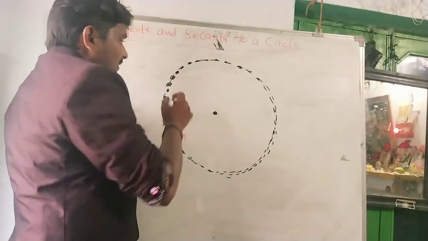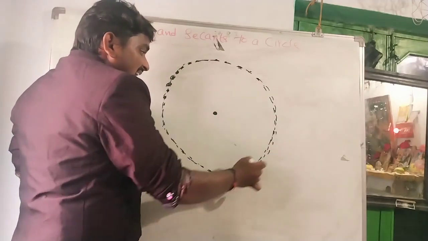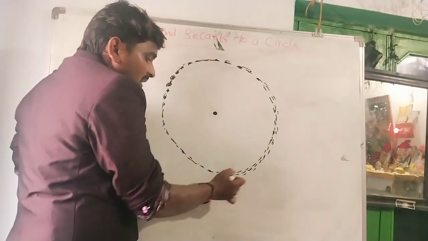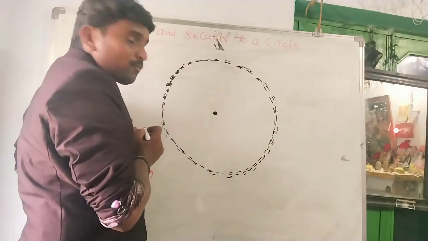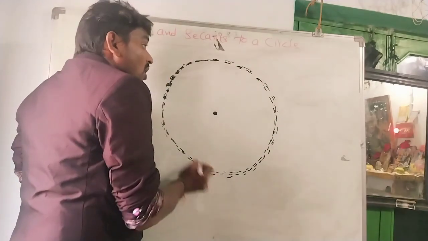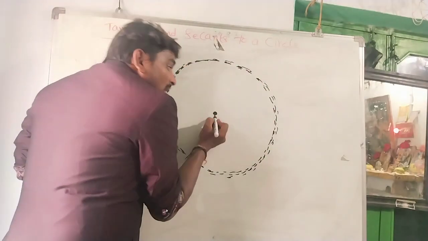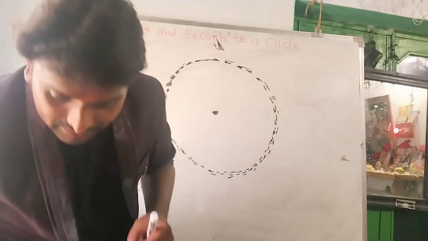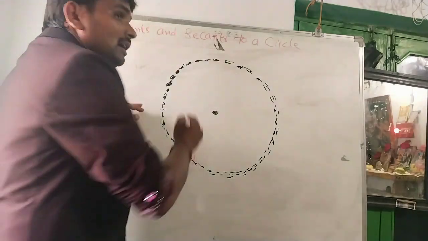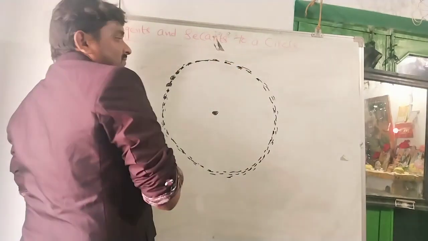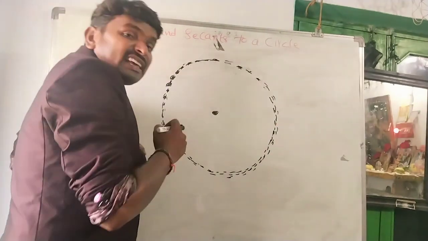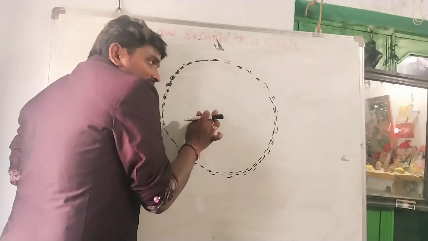Did you get my point or not? Actually, circle is a collection of points. Circle is formed by a collection of points. All these are points. So, circle is a collection of points which are equidistant from one fixed point. So, that is the definition of circle. What is the definition of circle? A collection of points which are equidistant from one fixed point.